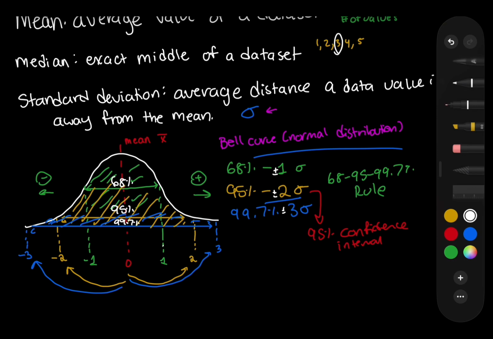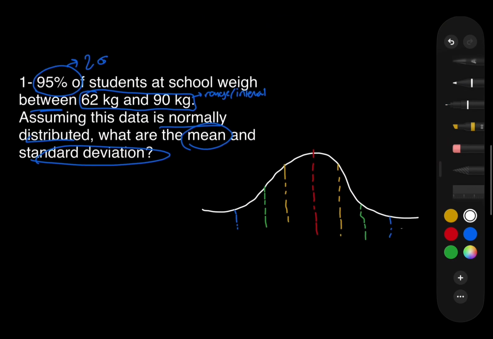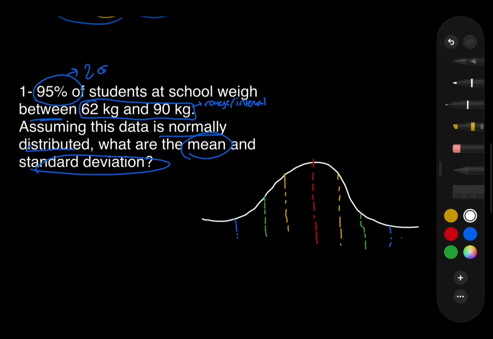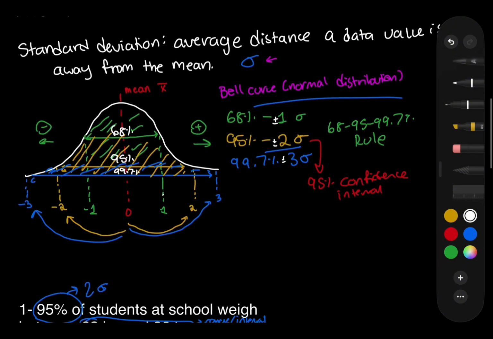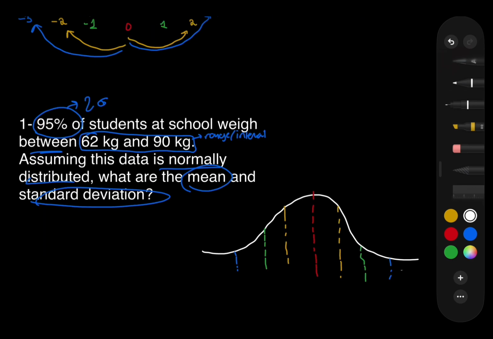So now let's do a practice problem. I already annotated it, but we're gonna read it again. 95% of students, which is 2 standard deviations according to our rule, at school weigh between 62 kilograms and 90 kilograms. And that's our range because it says between. Assuming this data is normally distributed, so a bell curve, what are the mean and standard deviation? So we're looking for mean, which we can represent as this, and standard deviation, which we can represent like this.